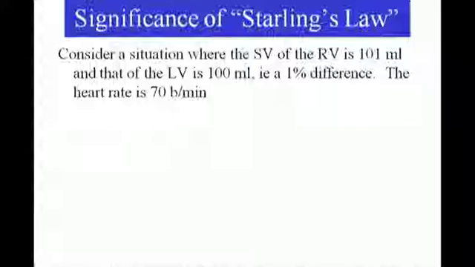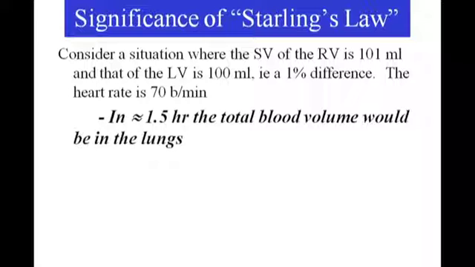Now, why is this law so important? It means that what goes in will go out. So here's an example. Consider a situation in which the stroke volume of the right heart was 101, and that of the left heart is 100. A 1% difference. Pretty good, huh? Imagine if your car is that precise to 1%. And the heart rate's 70 beats a minute. In this situation, in an hour and a half, your total blood volume would be in your lungs. Just do the calculation. 1 ml per beat, 70 beats a minute, work it out. An hour and a half, your total blood volume is in your lungs.